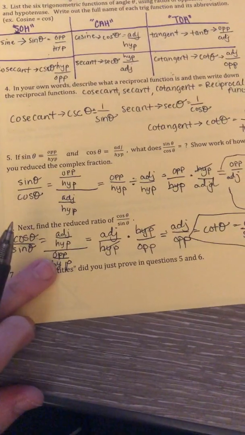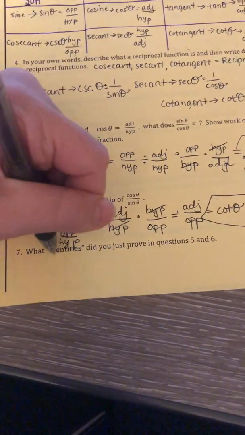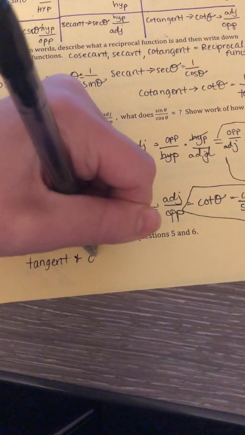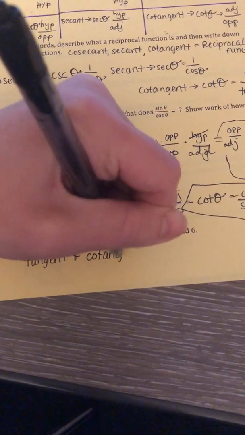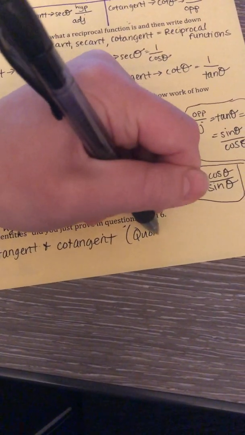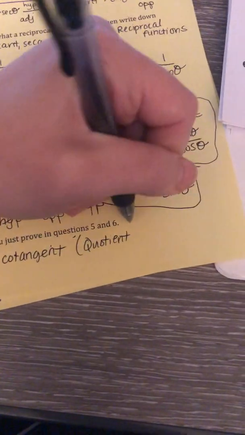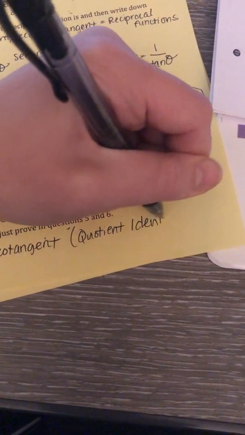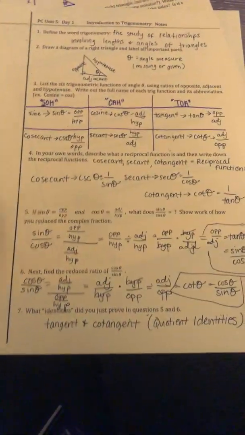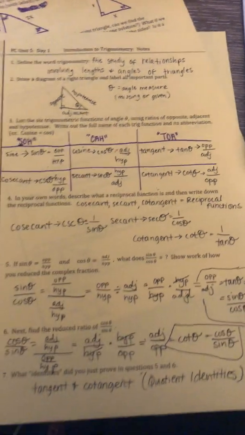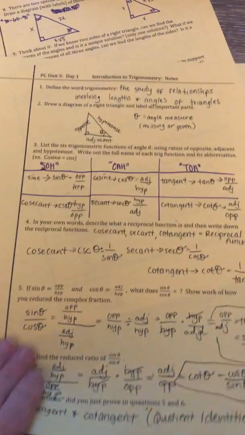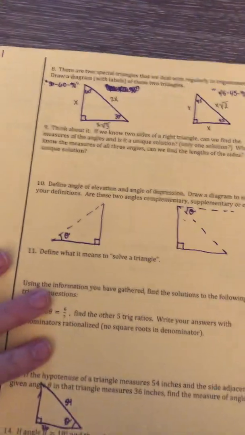All right, what identities did we just prove? Well, we proved tangent and cotangent. These are called quotient identities. All right, so this is all basically going over a proof of how SOHCAHTOA is all connected to each other and how you can use them to solve for other parts of a triangle. So let's move on to the second part of this one.